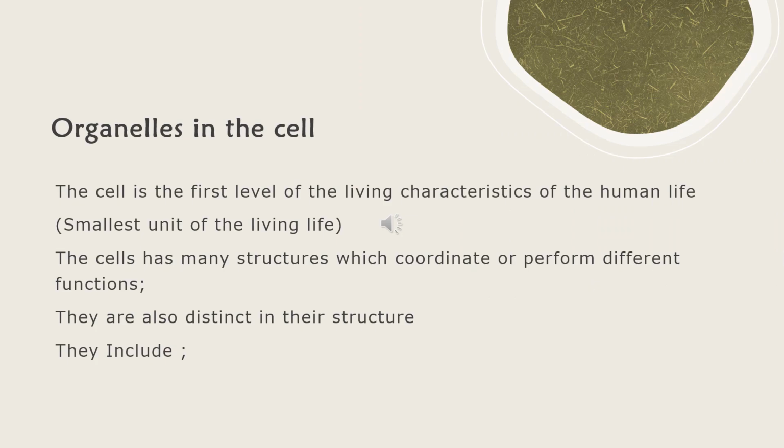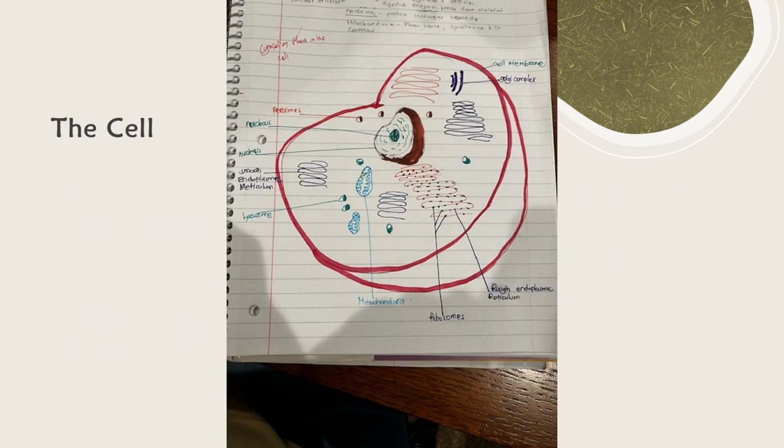So the organelles in the cell. As we know, the cell is the first level of the living characteristics of human life. That is the smallest unit of living life. So in it has main structures and they are in different shapes and they perform different functions.